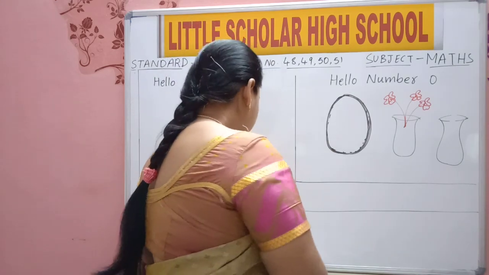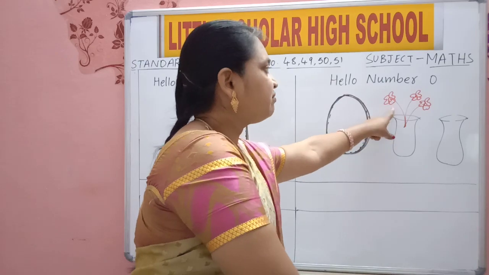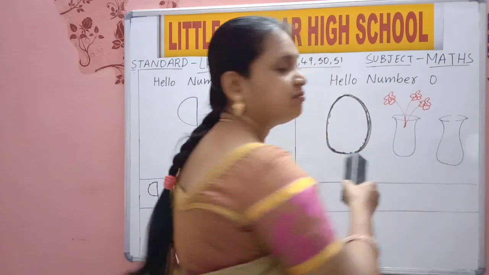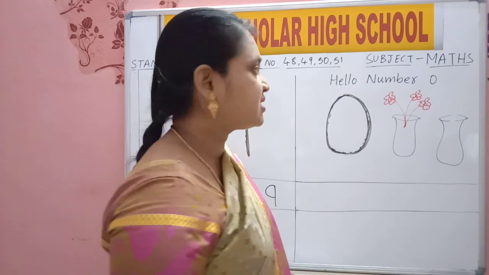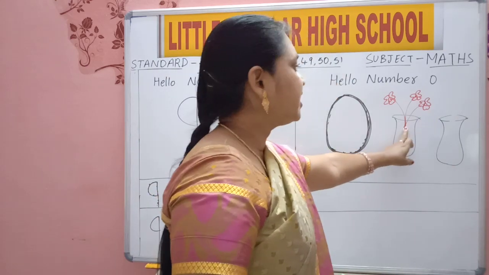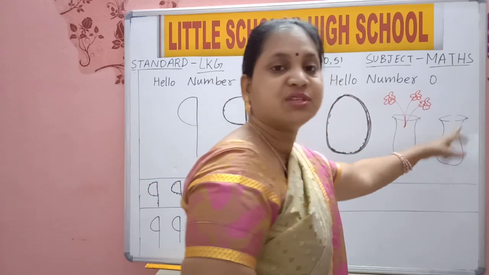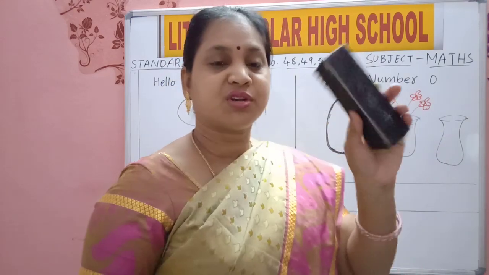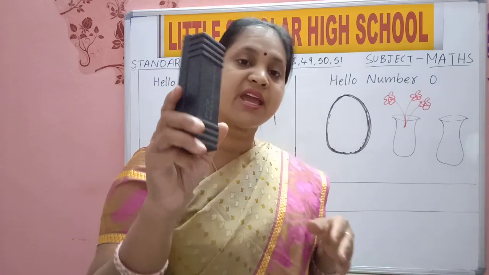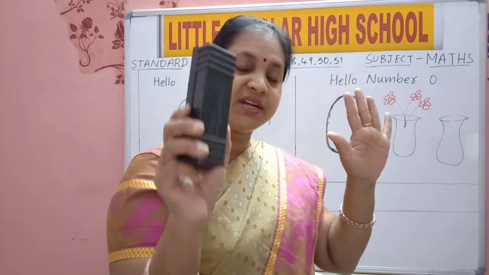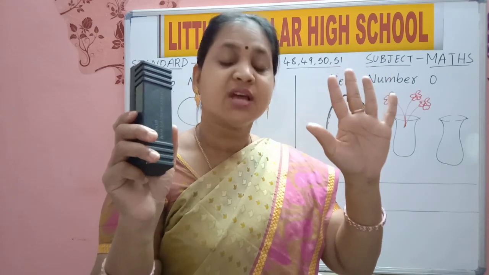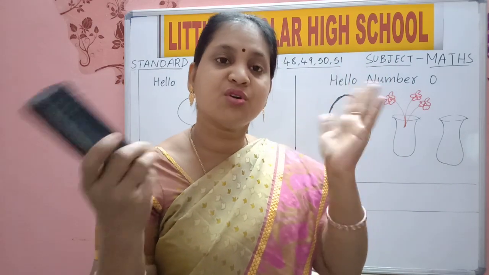0. We don't have anything. Yes, in this flower pot we have 3. In this flower pot, not even 1 flower is there. No, 0 flowers. That means 0 flowers are there in this flower pot. Here I have 3. Here I have 0 flower pots. What is this? Duster. Yes, in one hand I have 1 duster. In this hand no duster means 0 dusters. So what will you say? 1 duster. In this hand I don't have a duster, so 0 dusters.